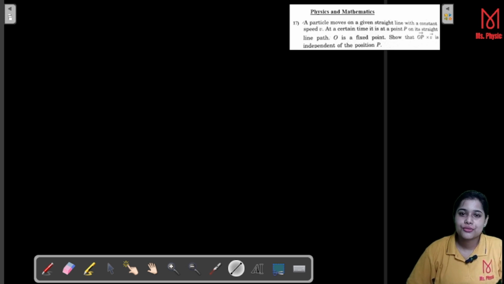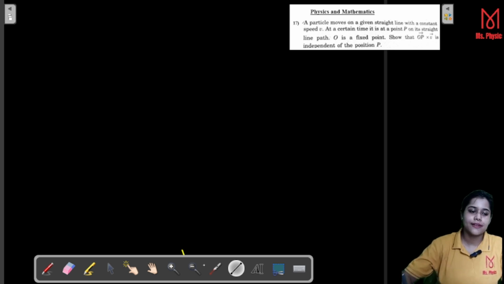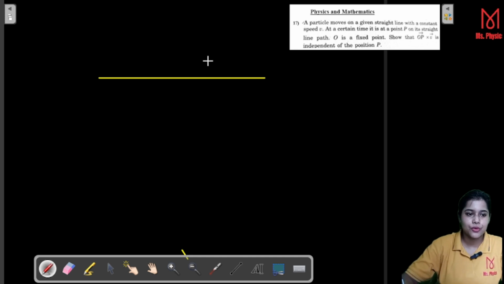So here today we are going to start with the 17th numerical from Physics and Mathematics chapter. So on the screen you can see the numerical. पहले हम numerical को पढ़ेंगे. A particle moves on a given straight line with a constant speed v. Okay, that means if I consider here a particle that is moving along a straight line. Okay, that is no problem.